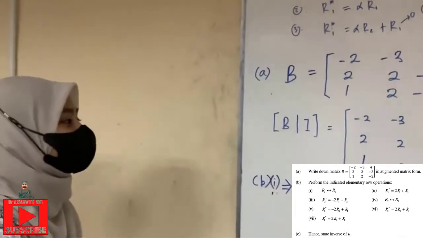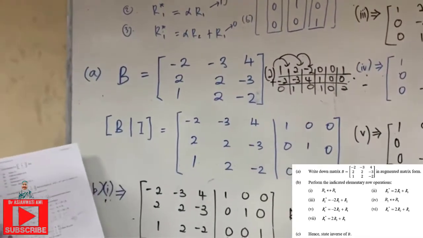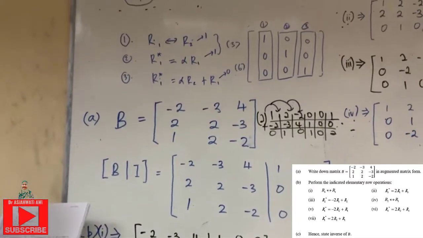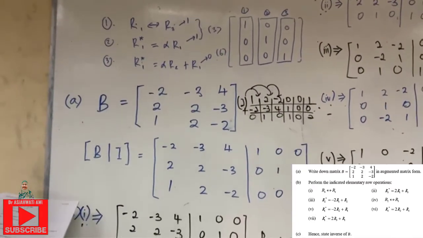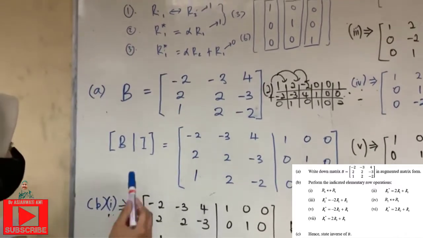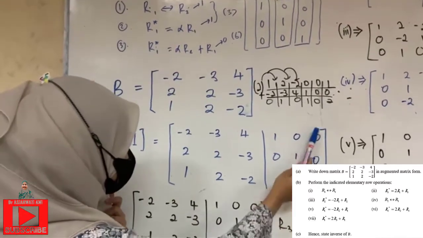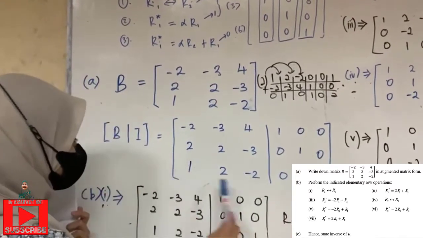Start again. Okay, so number 9A, the question wants us to write down matrix B in augmented matrix form. So this is how, we just copy back and put the identity matrix. So just like this.